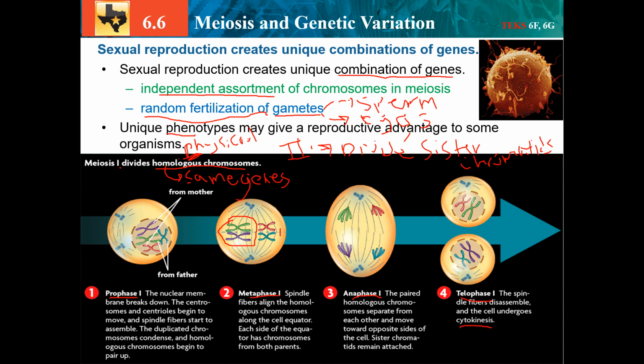And so those physical characteristics, or the phenotypes, may give a reproductive advantage to some organisms, meaning that for some organisms, there might be a certain environment where being really tall or having a certain color of fur gives you a reproductive advantage, increases the likelihood that that organism is going to be able to survive and reproduce to make more organisms.